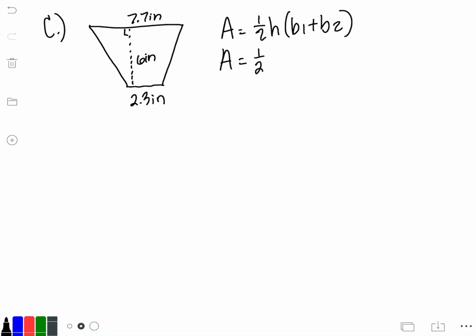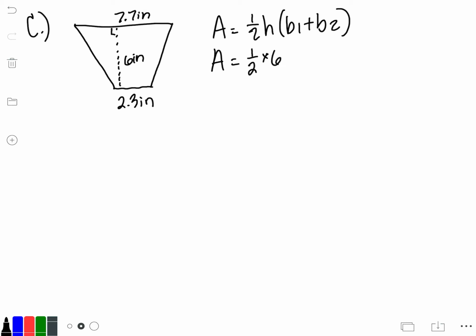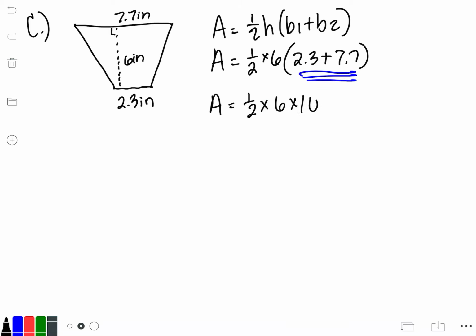So 1/2 the height, again, is 6. I'm just going to use all black this time. And then your bases are 7.7 and 2.3. Doesn't matter which order you write them in. But you absolutely have to add those two numbers first. So 2.3 plus 7.7, I've got 10. So right now I have 1/2 times 6 times 10. I'll go from left to right this time. So 1/2 of 6 is 3, and 3 times 10 is 30.